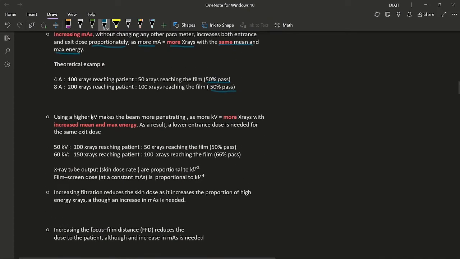Now let's look at what happens when we increase the kilovoltage. When you're using a higher kilovoltage, it makes the beam more penetrating. So with more kilovoltage, you would have more X-rays, but with increased mean and maximum energy. As a result, a lower entrance dose is needed for the same exit dose. This is because most of the X-rays have a higher energy, and are thus able to pass through the patient.